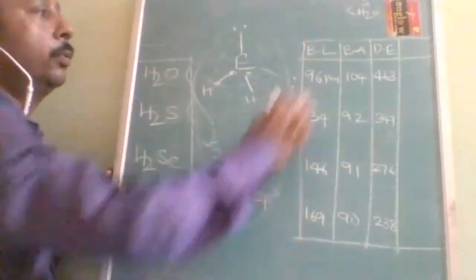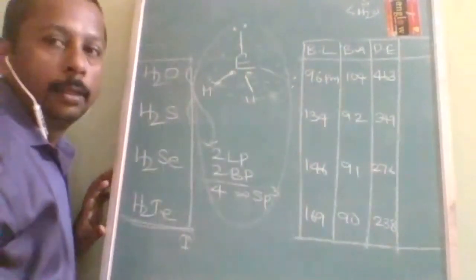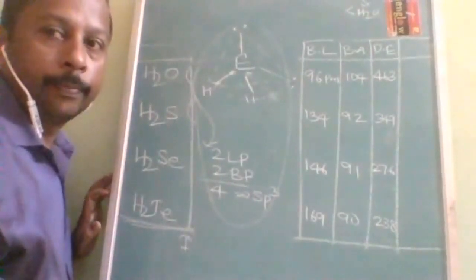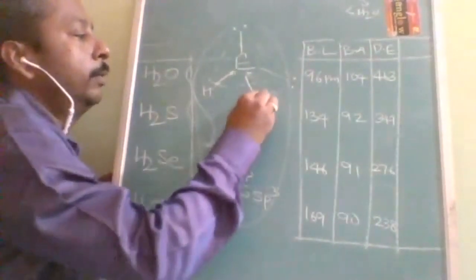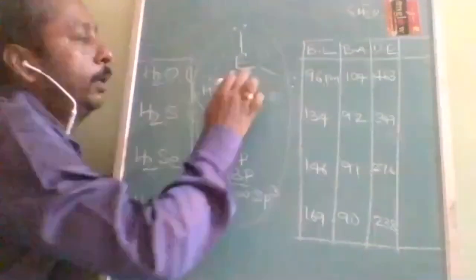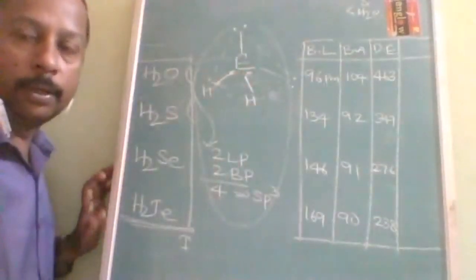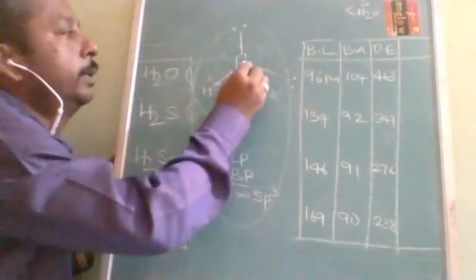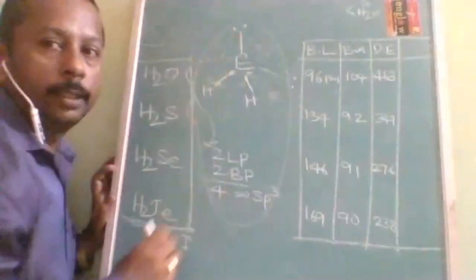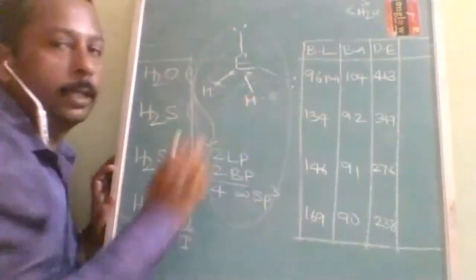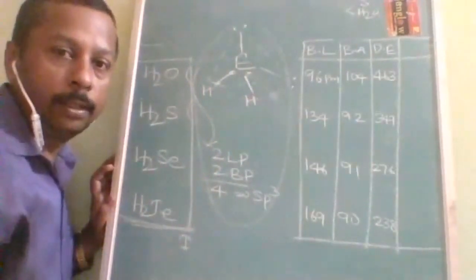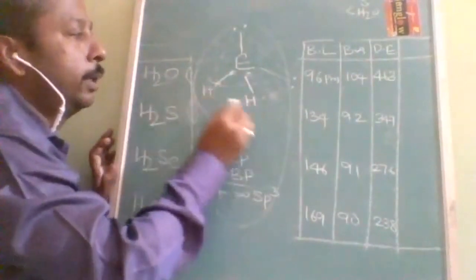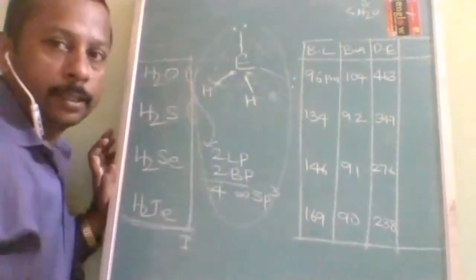Okay, now see bond length. Bond length will depend on atomic size. On what will bond length depend? Atomic size. Here the central atom is E and the peripheral atom is H. Peripheral atom is what? H. So there is no change in the H size. There is a change in the central atom.